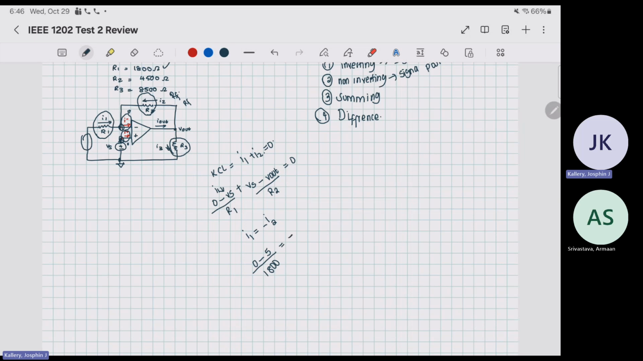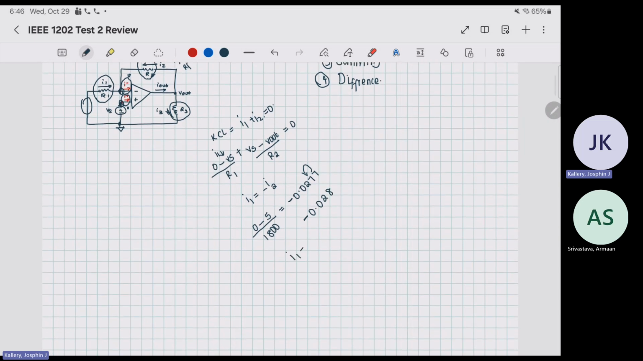Is equal to negative 0.0277, but it's always good to have three decimal places. So we're going to round this off, and it's going to be negative 0.028. So I1 is equal to negative 0.028, and we can change it into milliamperes. It's always good to do that. So in milliamperes, that is just 1, 2, 3.